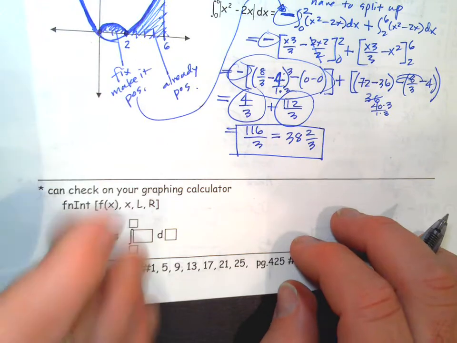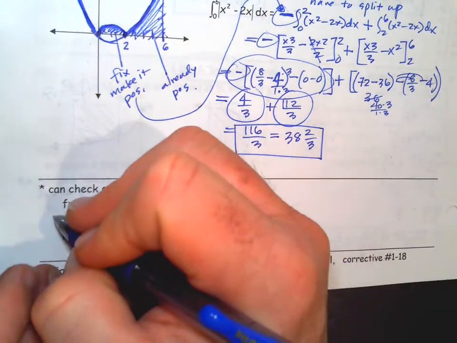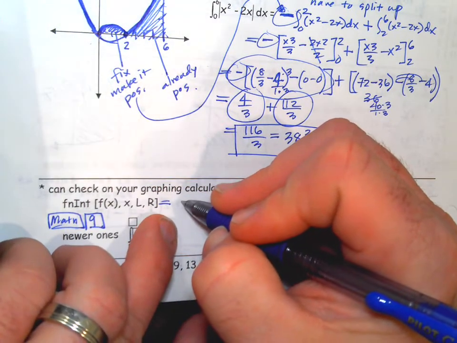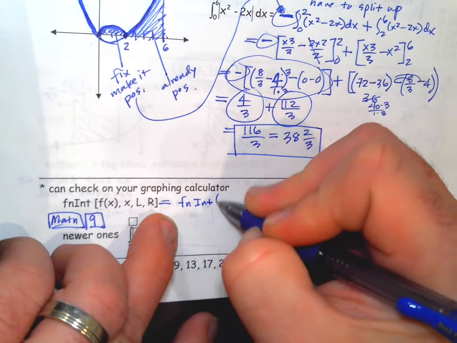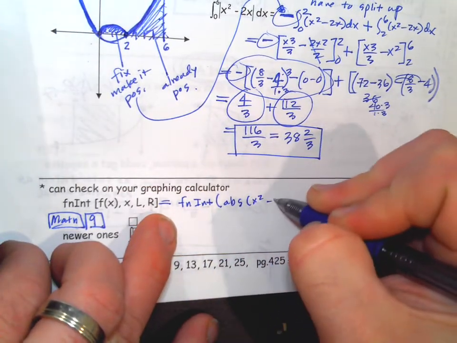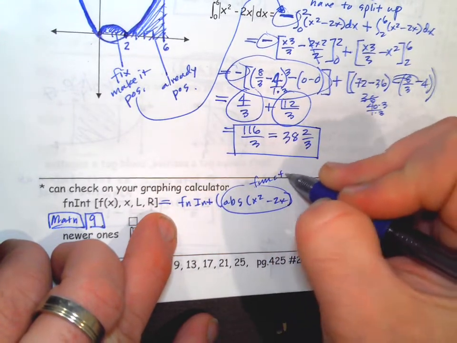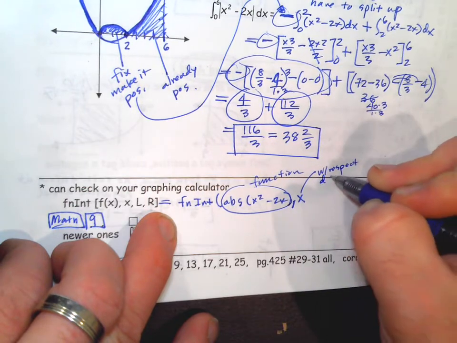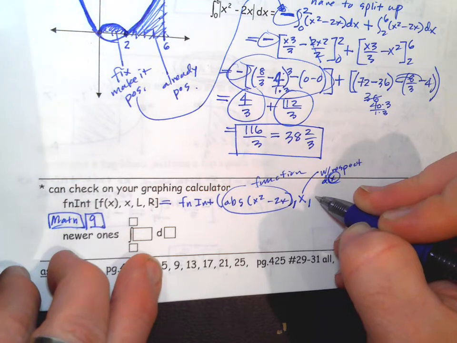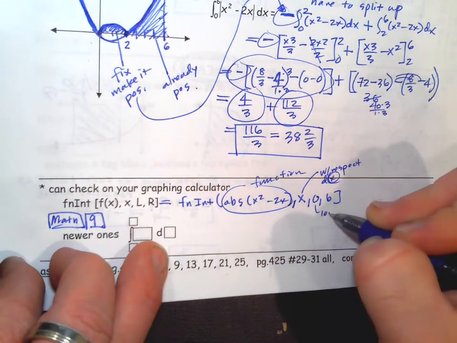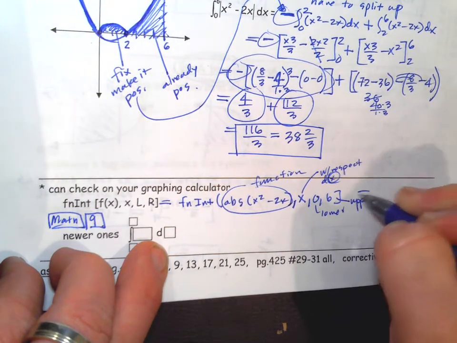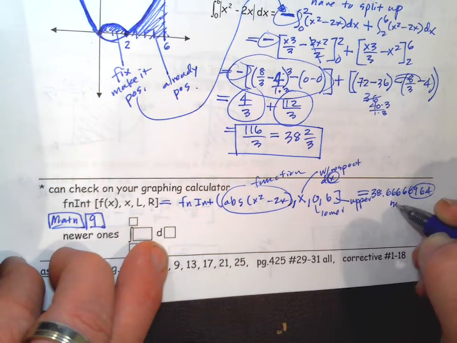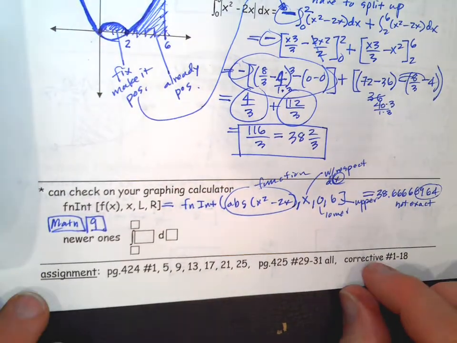So some of you guys, your calculator looks like mine. And you got to do math 9, okay? And so you got to put math int. You got to put the function, abs x squared minus 2x. You got to put the function that you're trying to integrate, and then comma x, what you're integrating with respect to, that's the dx part, comma, lower limit, 0, upper limit, 6. So lower limit, upper limit. And it gave us 38.666666964. It's not perfect. This is not an exact answer because it's actually using slicing techniques to estimate it.